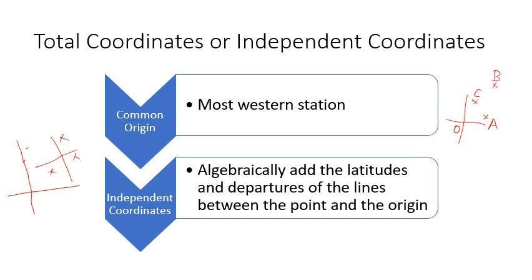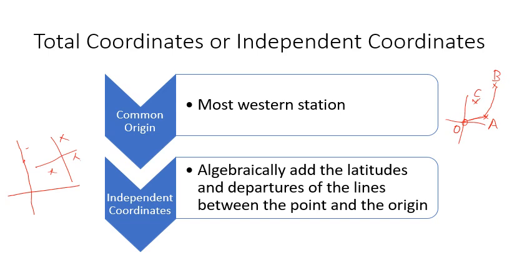You find out what is the latitude and departure of A. Then you find out what is the latitude and departure of B. So the total coordinate of B can be the sum of the coordinate of this origin position plus the latitude and departure of line OA plus the latitude and departure of line AB. That will be the total coordinate value.